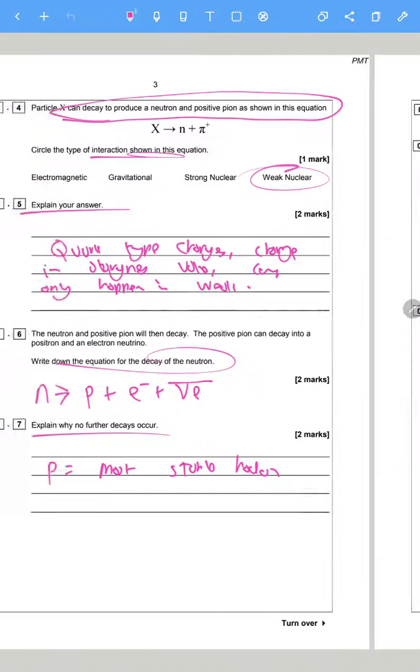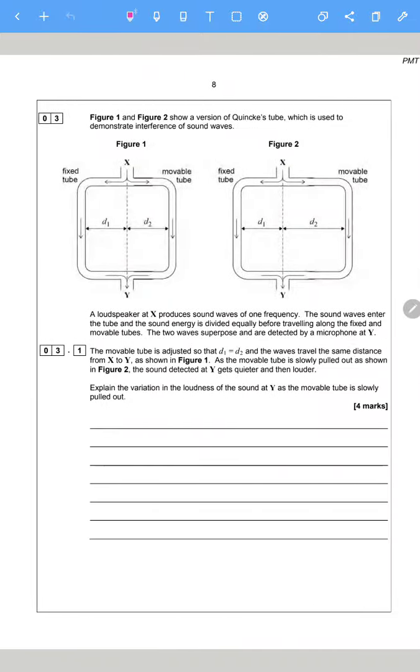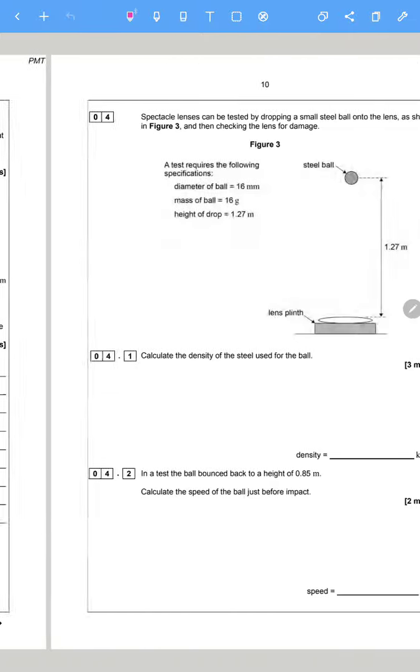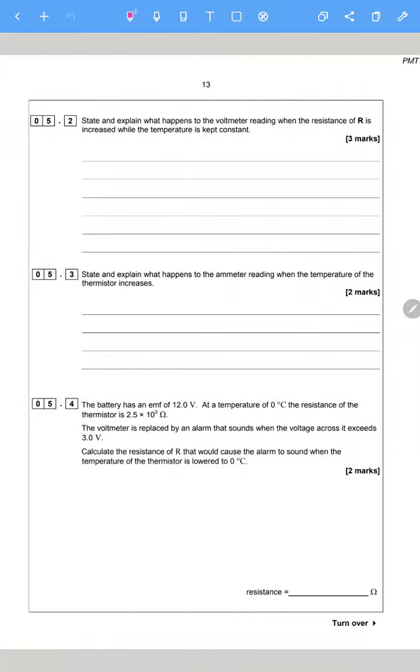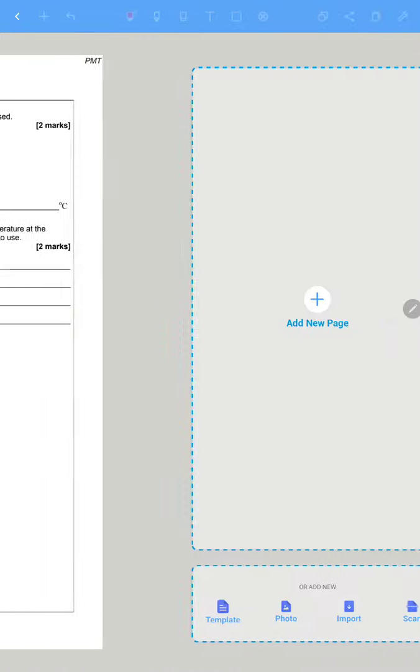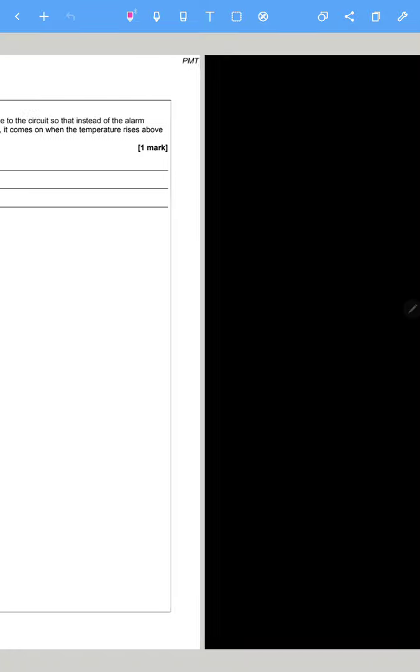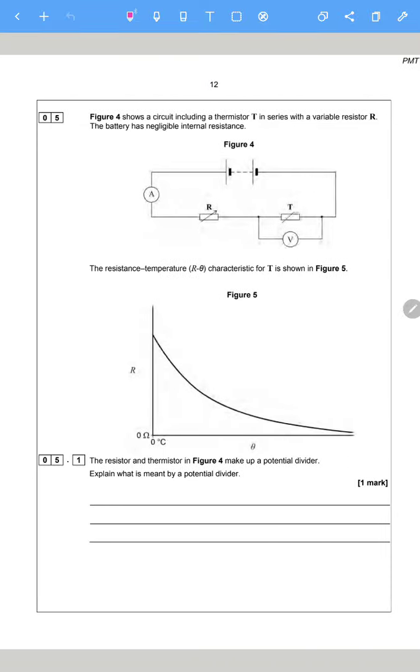The hell? The hell? I have no clue. But it's a 6-mark question. Oh, Jesus Christ. Are there anything on waves? Wait, are there actually nothing on waves? Oh no.